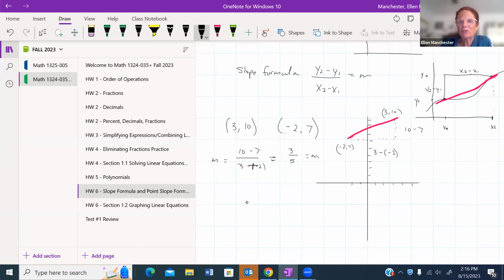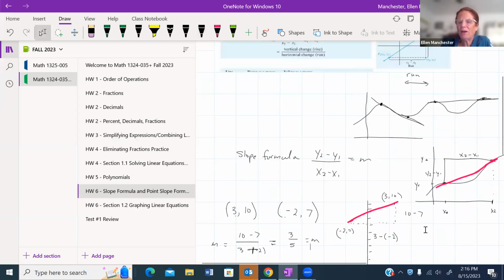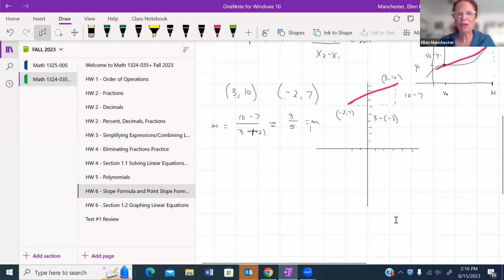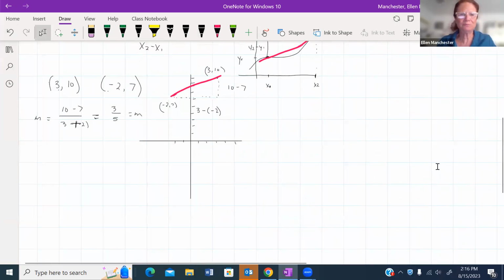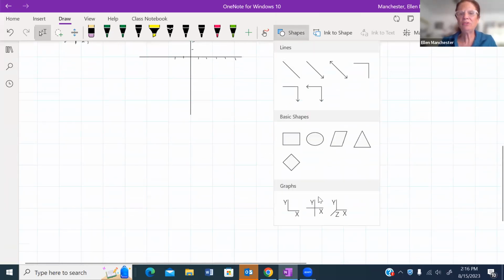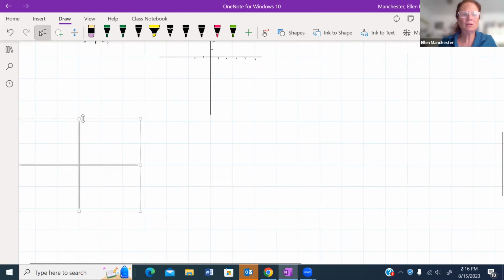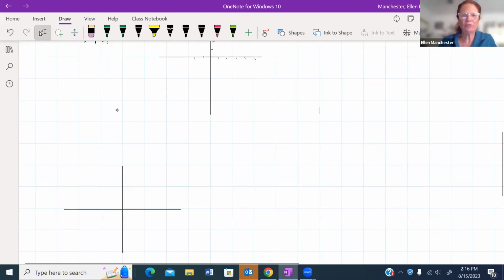So the slope formula is very, very important, because we have to be able to find out how our line is changing, or what's the ratio of the rise to the run. Okay, let's try another one. And I like to do the graphs just because it gives us something to look at. Okay. All right. So here we go.